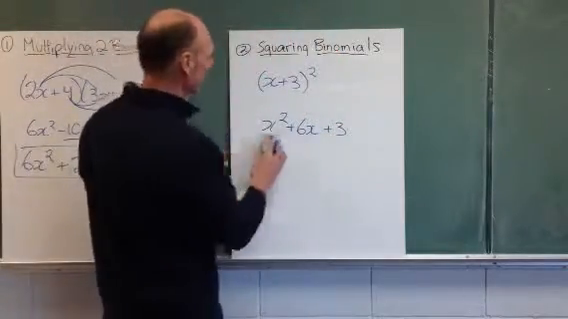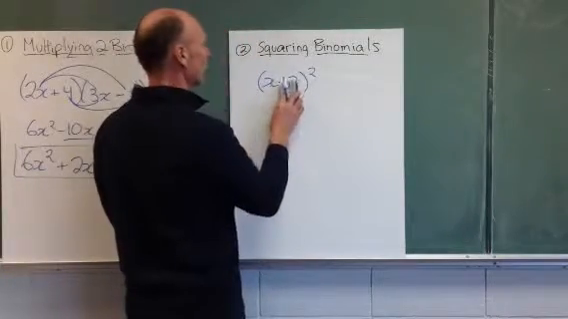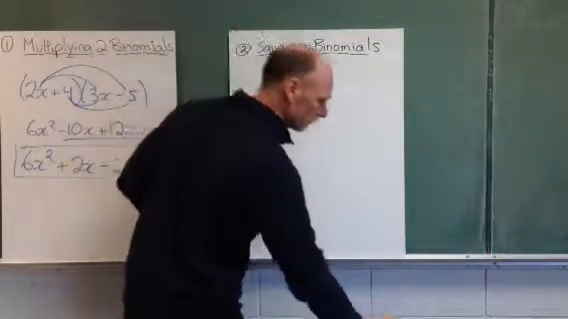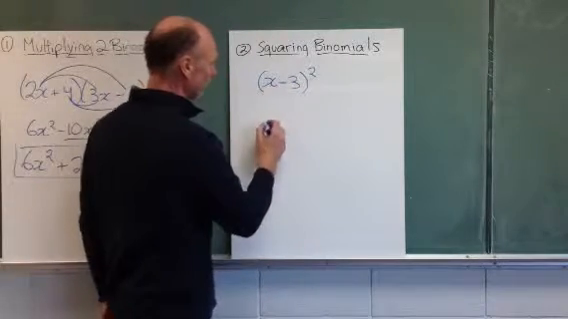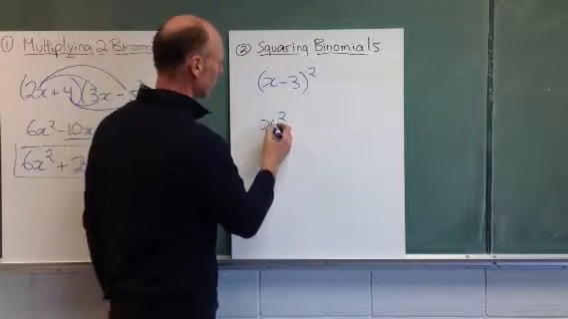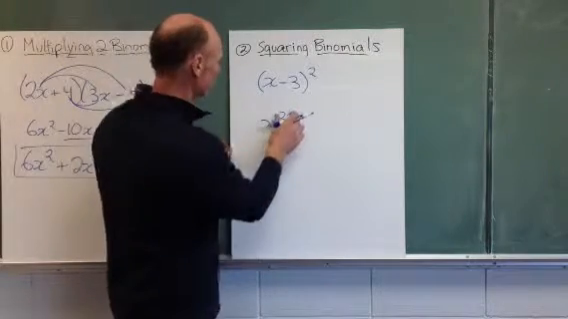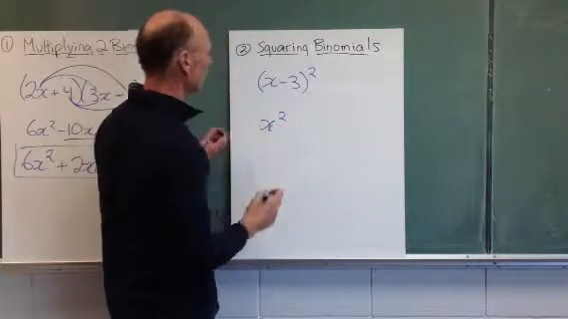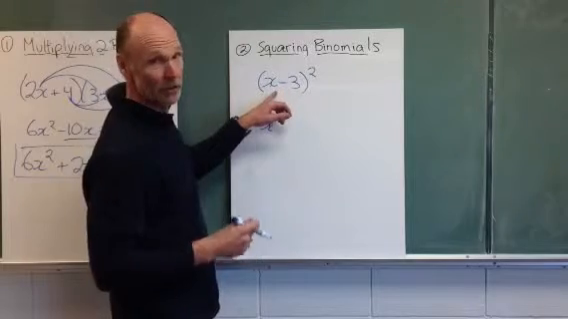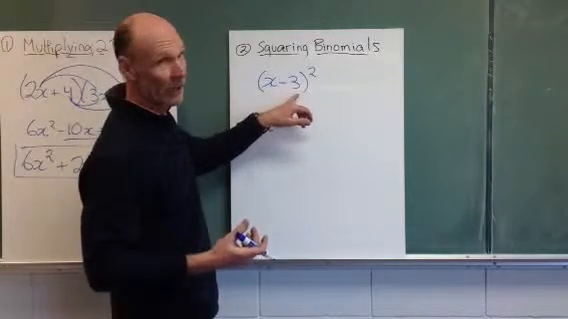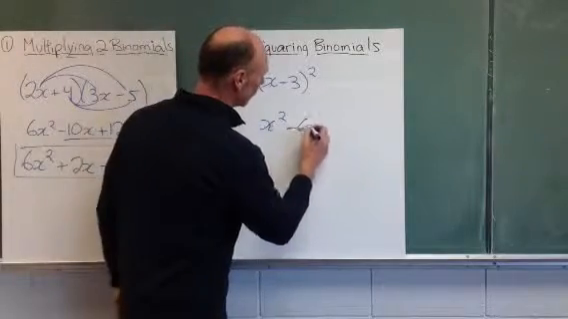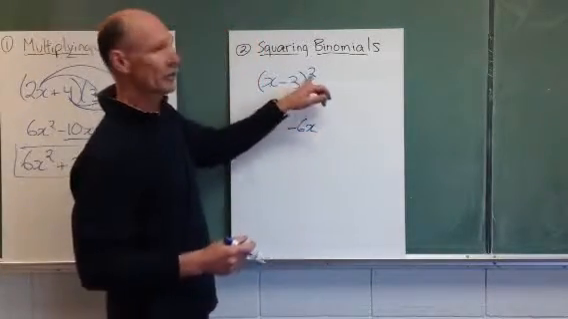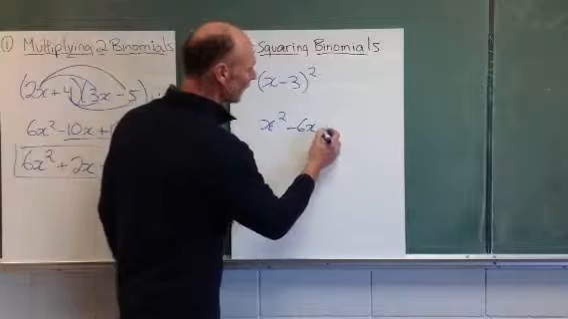Okay, now my other possibility is, what if this were a minus? In this case, x squared. My middle term will again be the product of these two doubled. So x times negative 3 is negative 3x, doubled is negative 6x. My last term, negative 3 squared, is negative 3 times negative 3, which is positive 9.